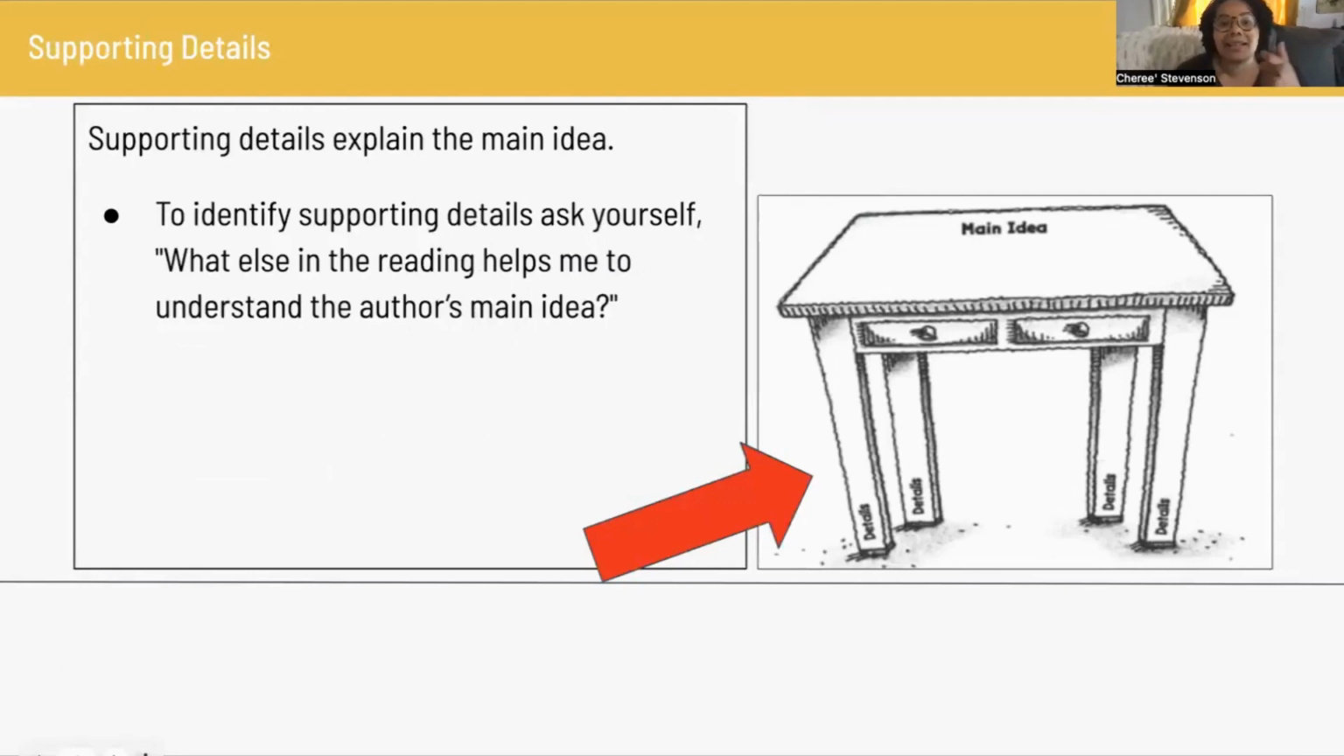As you can see next, the legs of the table are the supporting details. They support the main idea. Without the legs, the main idea wouldn't really exist because the table cannot exist without its supporting legs or supporting details. To identify those supporting details, we can ask ourselves, what else in this reading helps me understand the author's main idea? So in order to find supporting details, we're looking for things that support or prove the main idea within our text.